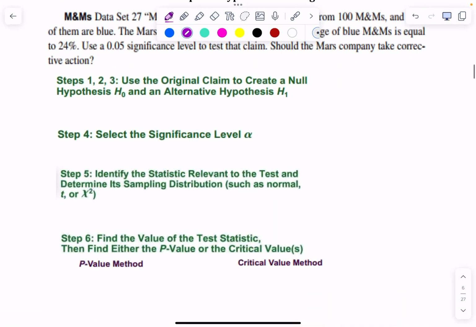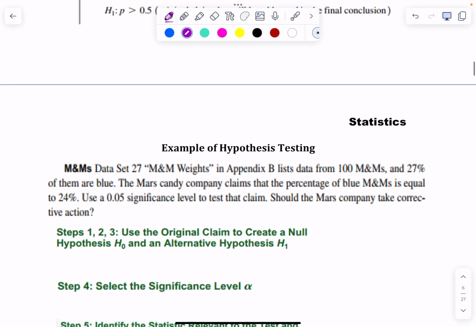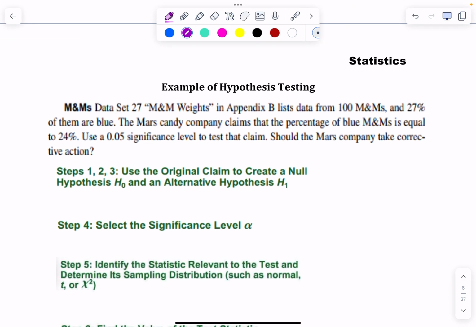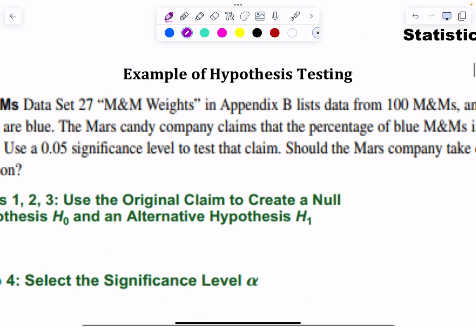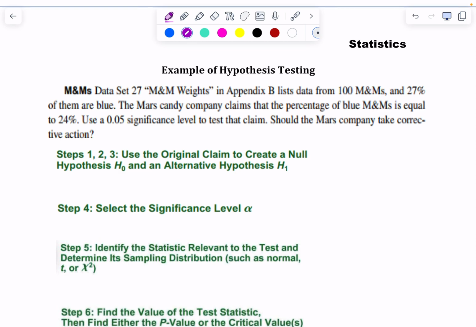You guys have a page, maybe the last page of this 8-1 notes, that says example of hypothesis testing. Go to that. We're going to do the first 5 steps for this one and see how we do. Example of hypothesis testing. Here we go.